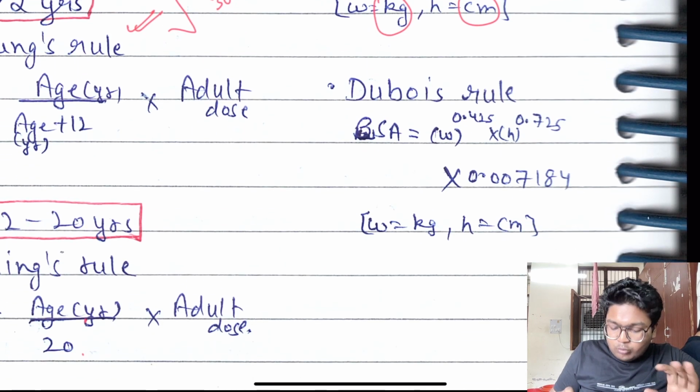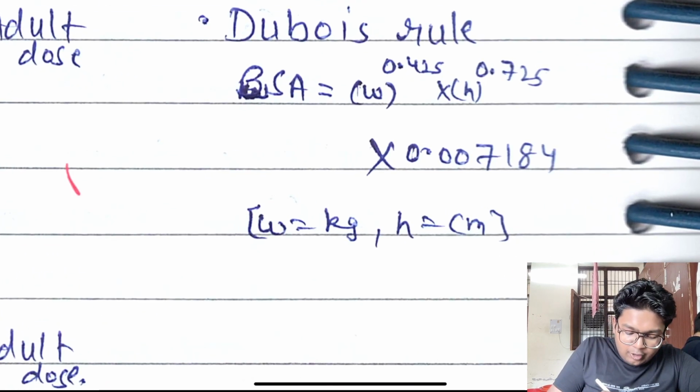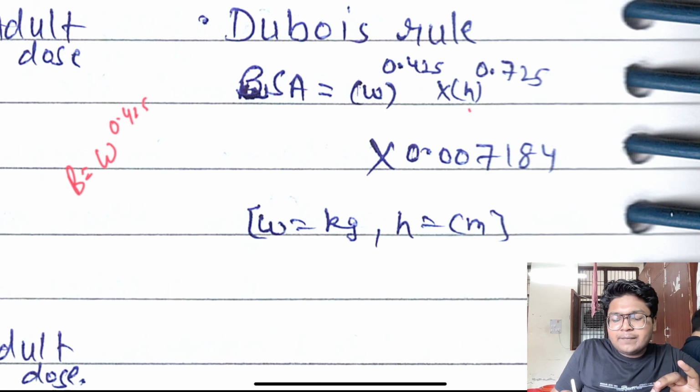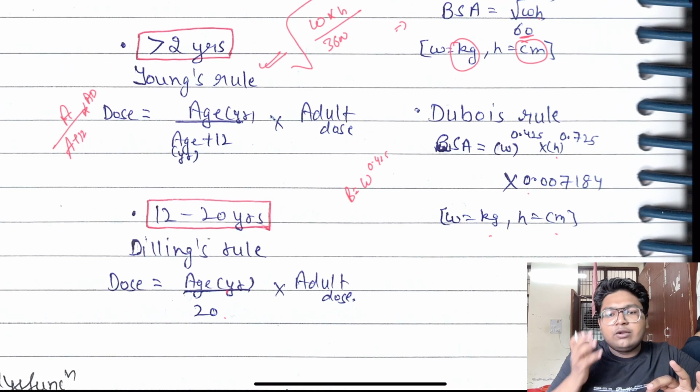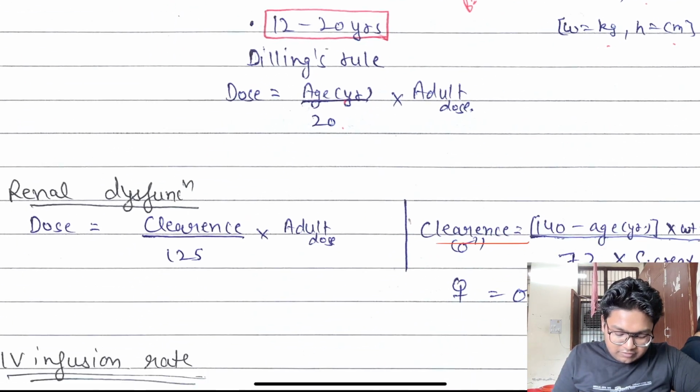Then we have the Du Bois rule. The Du Bois rule says that body surface area is equal to weight to the power 0.425 and height to the power 0.725 into 0.007184, with weight in kg and height in centimeters, to calculate the body surface area.